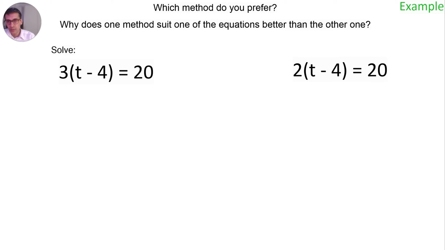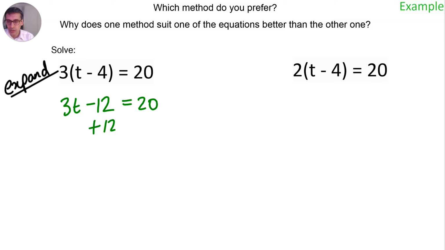Now whenever you have brackets, for example in this question here, you might want to expand it first. So this method here, we're just going to expand as our initial method. So 3 times t gives you 3t. 3 times -4 is -12, and that's going to equal 20. Now we can solve this by adding 12 to both sides. So we end up with 3t, and that -12 and +12 is a zero pair, and then you've got 20 plus 12, which is 32.